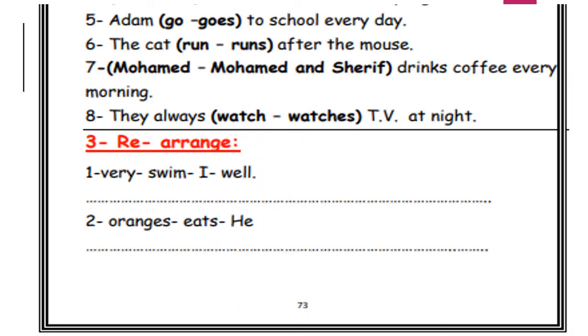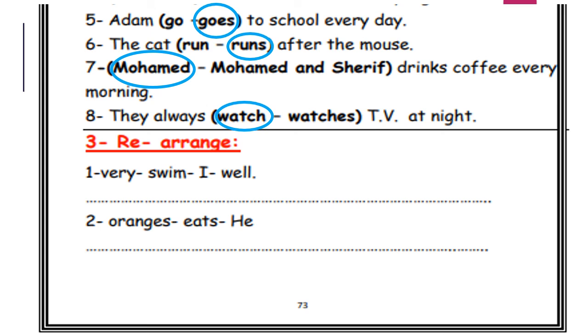Number 5, Adam go or goes to school every day. The right answer will be goes. Number 6, the cat run or runs after the mouse. The right answer, runs. Muhammad and Sharif drinks coffee every morning. The right answer is Muhammad. Number 8, they always watch or watches TV at night. The right answer will be watch.